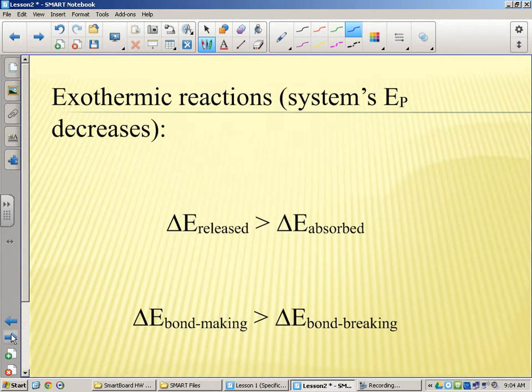In an exothermic reaction, the potential energy always decreases, once again here, okay? Potential energy decreases.